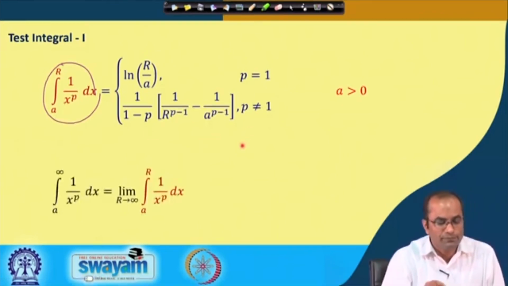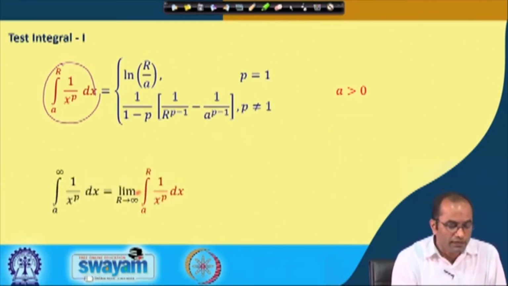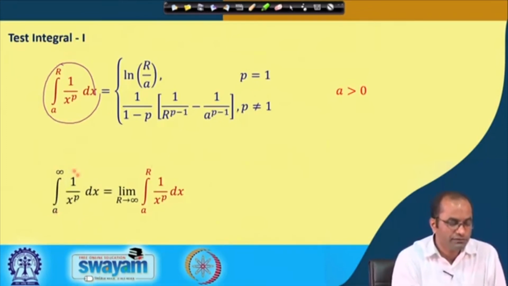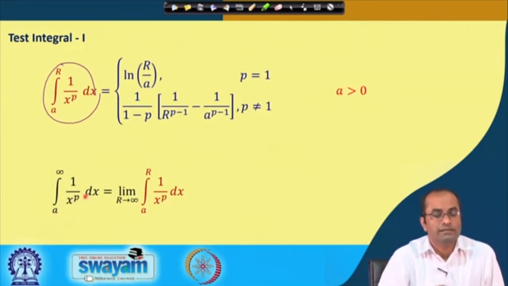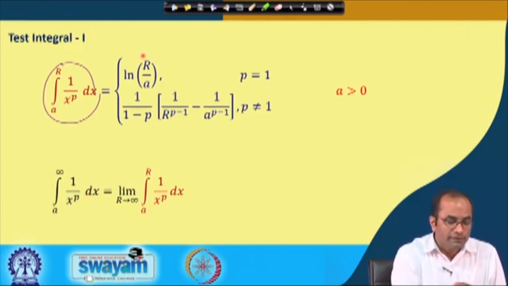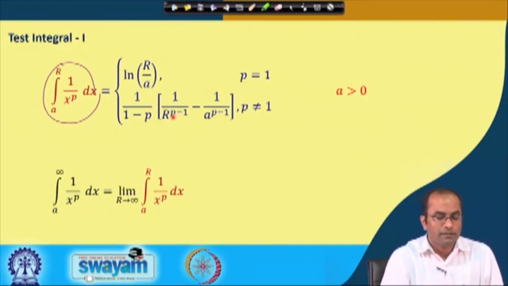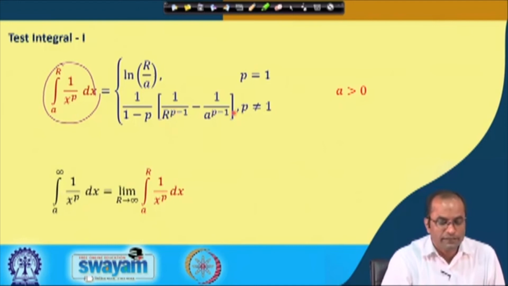Now we will see what will happen when we take this r to infinity. So, basically our interest, our test integral, is a to infinity 1 over x power p dx. We have already evaluated this, now we will put the limit. So, if r tends to infinity, this will become again ln infinity. So, for p equal to 1, again we will get infinity, and in this case also when p is, for example, greater than 1.